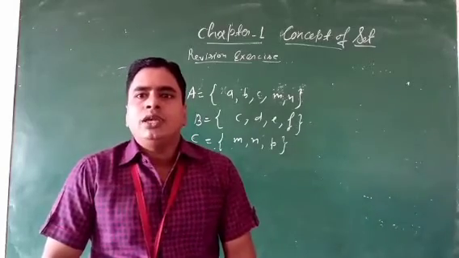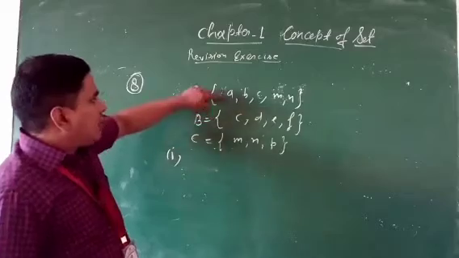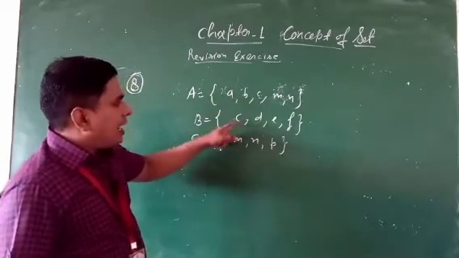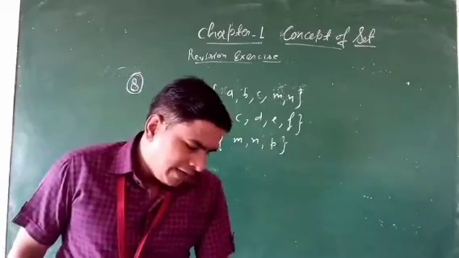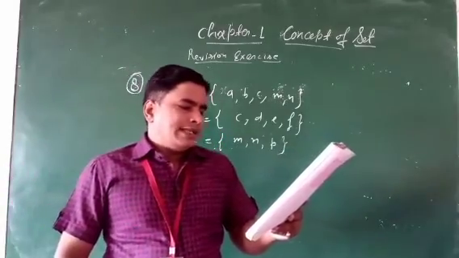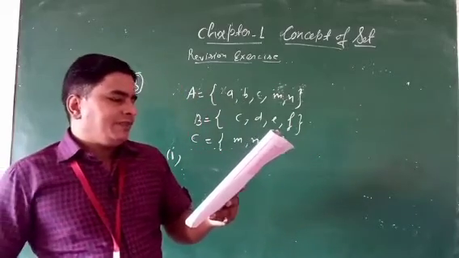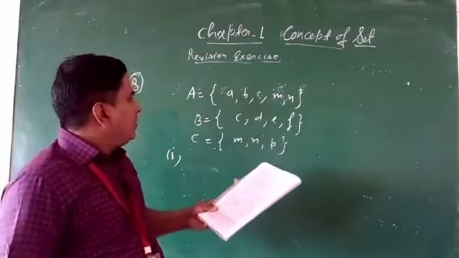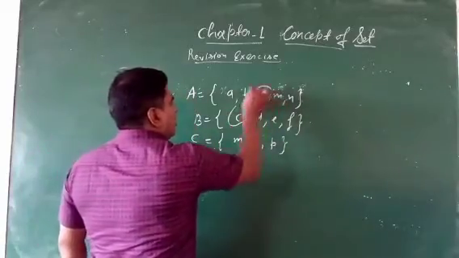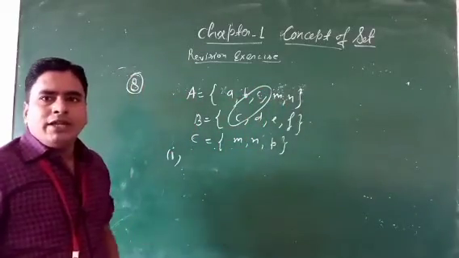Then they are said to be overlapping sets. See here, element common in A and B. Verify that A and B are overlapping sets. A, B, C, M and N. So here only one element common.